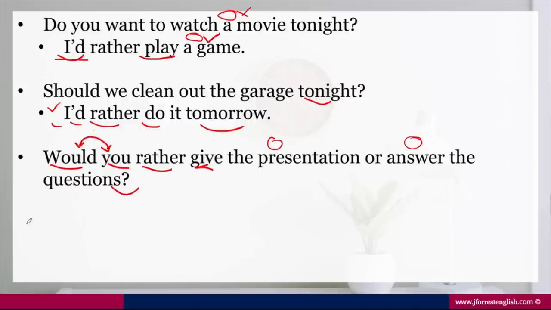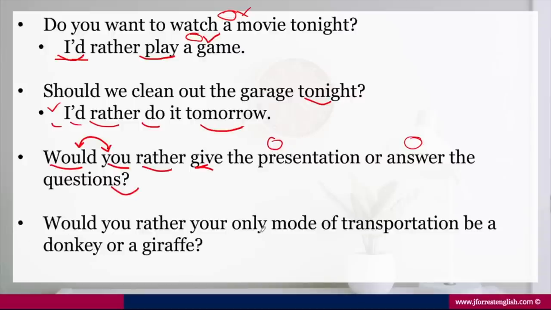Now, in question form, this is actually a very common game we play. And the game is called Would You Rather. We play this game when we're bored, when you're stuck somewhere, like you're stuck at an airport and you want to pass the time. You can play the game Would You Rather. So here's the purpose of the game.